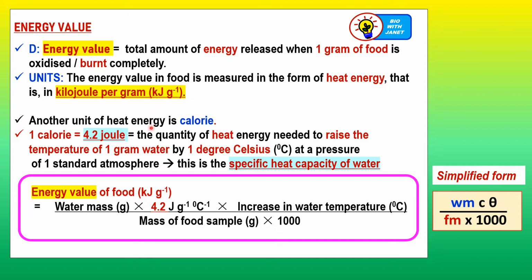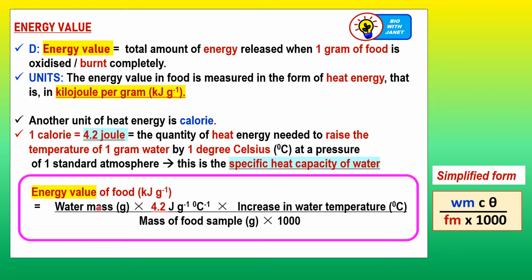Now another unit of heat energy is the calorie. 1 calorie is equivalent to 4.2 joules, and this is the quantity of heat energy needed to raise the temperature of 1 gram of water by 1 degree Celsius at a pressure of 1 standard atmosphere. This 4.2 joules is actually called the specific heat capacity of water, as you may have studied in physics or chemistry.